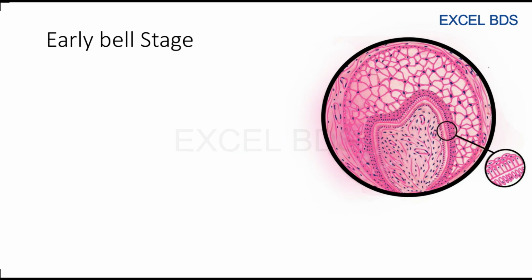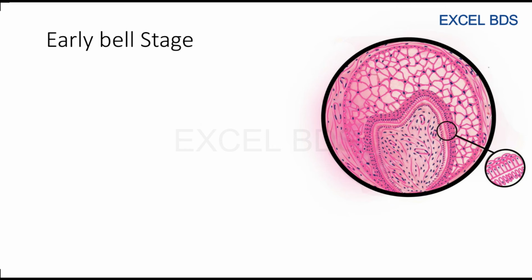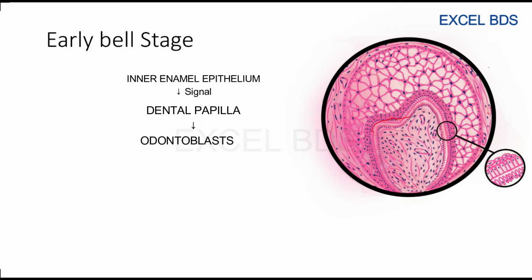So these inner enamel epithelium cells, they have divided into ameloblasts. What have they divided into? Ameloblasts. Only some of the cells, not all. And what do these ameloblasts do? They'll produce enamel. And when these ameloblasts are formed, what will happen? The inner enamel epithelium cells will signal the dental papilla. This is the dental papilla, no? They'll signal the dental papilla to form the odontoblasts. The cells you can see here, no?